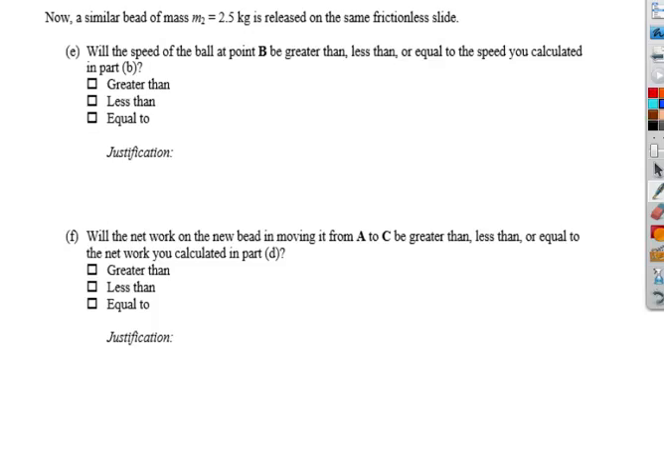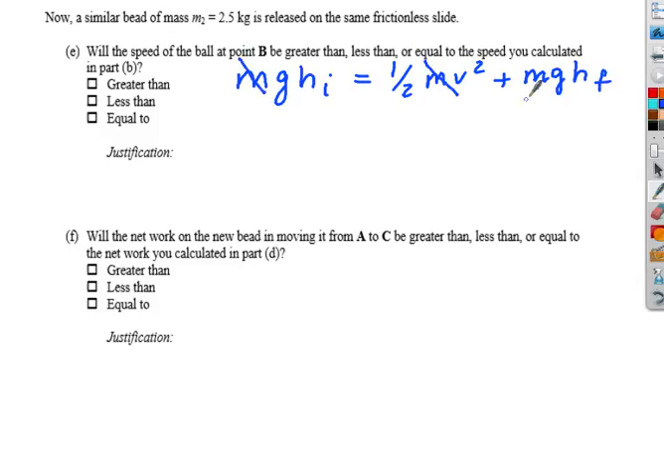So we're trying to go, okay, what's going to happen with the speed of the ball? Let's think about this, guys. If we're at point B, again, we're doing the same thing we did before. mghi equals 1/2 mv squared plus mghf. We're trying to calculate the speed. But what happens to the mass? It cancels. And so guess what? Will that change the speed? Are any of the other numbers changing in this problem? No. Same height, same gravity, same 1/2. And so guess what? The speed of the smaller object will be the same. And why is that? Mass cancels out of the equation.